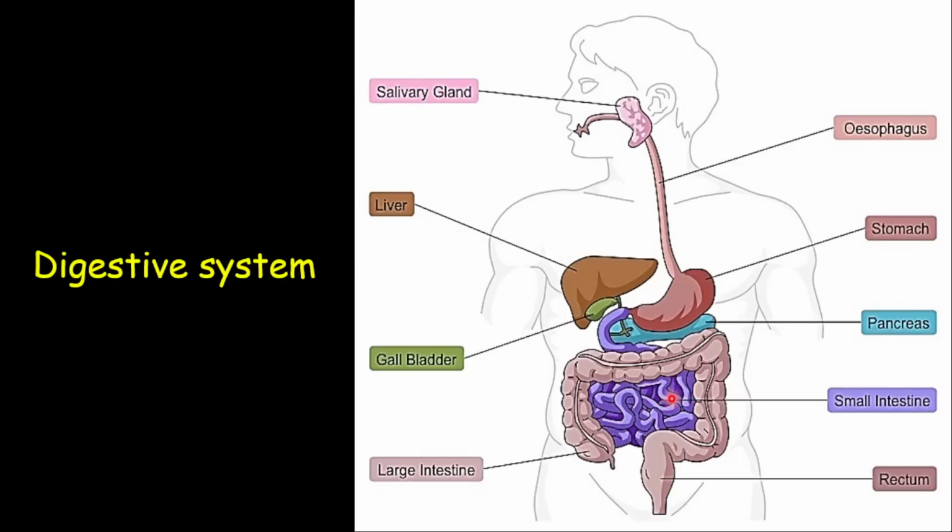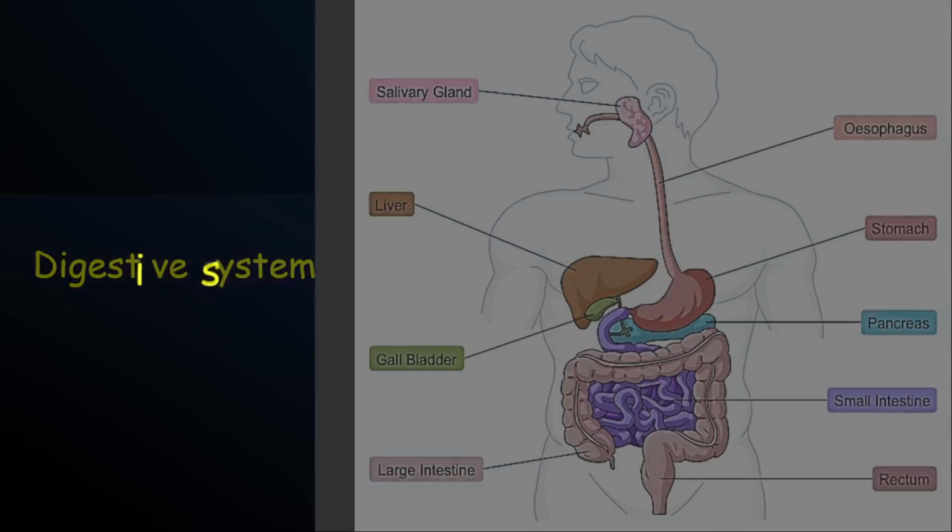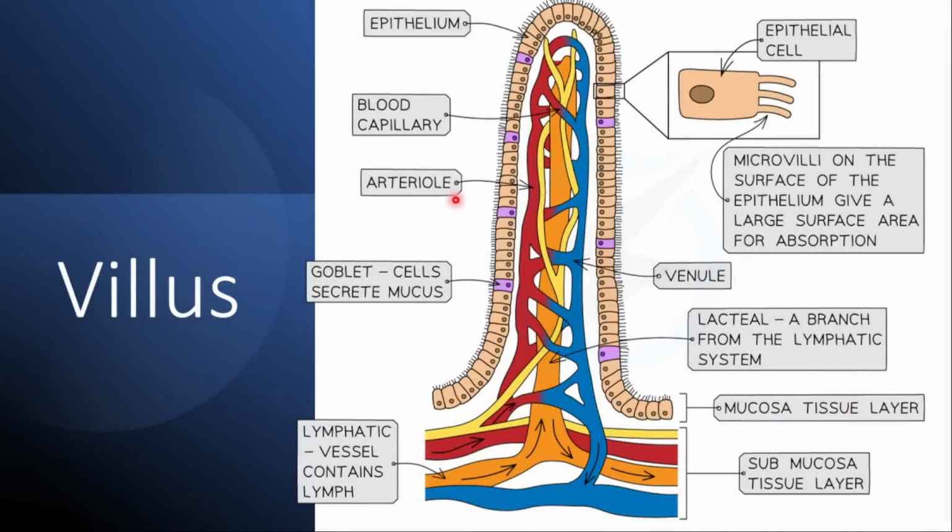We have the small intestine. The small intestine is where all digestion ends. We need to know that, and we need to know what type of food is absorbed. We need to know also the structure of the villi, which I'm going to show you in a short while. All right, so the villus. This is a beautiful diagram of a villus, and I'll point out some very important structures that you need to know.